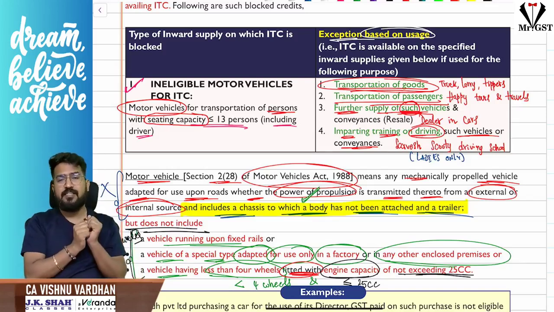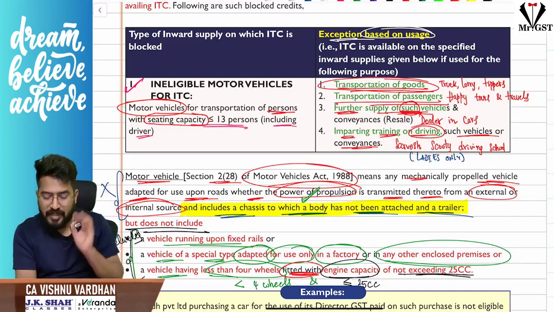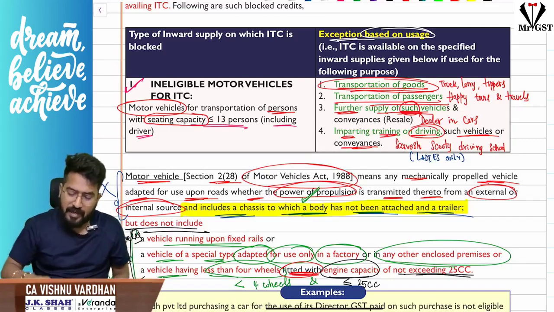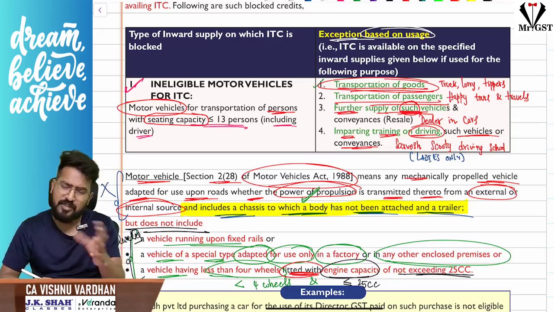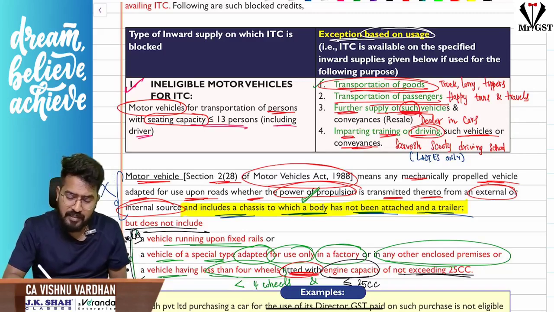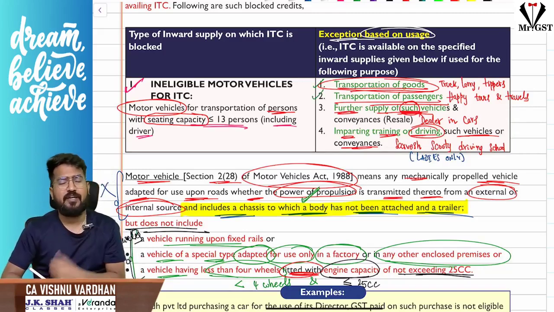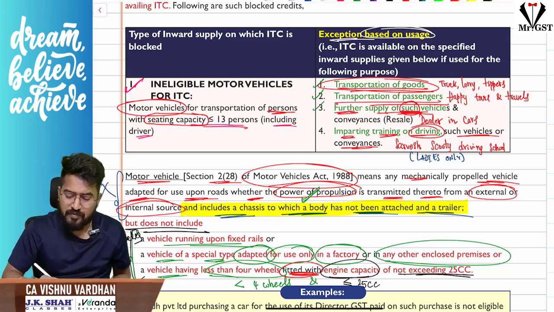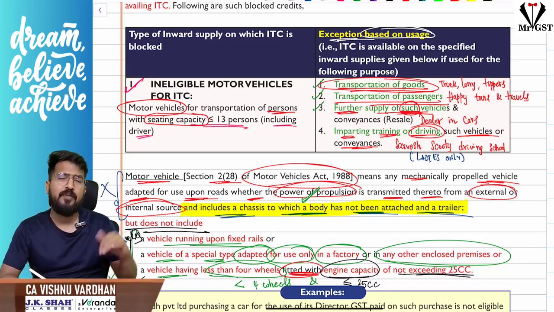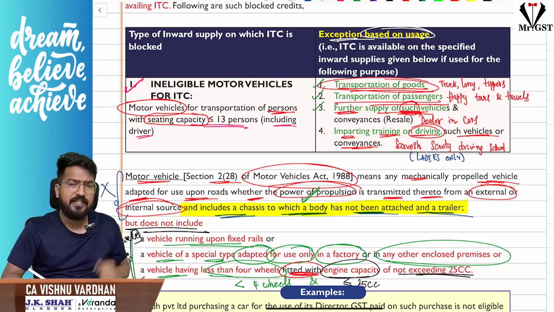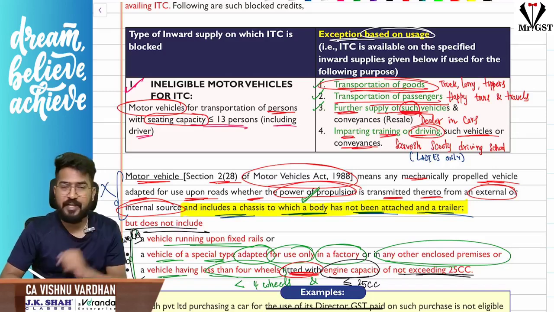And there are certain exceptions here, sir. Even though it is less than or equal to 13 seating capacity, you can take ITC when? You can take ITC if you are using it for transportation of goods. That is not an exception, but that is understood by the law. Next, if you are buying them for transportation of passengers, that means you have travels and you are buying the car, yes, you can take ITC. Then, for further supply of such vehicles or conveyances, that means I am a dealer in Royal Enfield bikes and I am buying Royal Enfield bikes, I can take ITC. But a company buying a Royal Enfield bike for the use of a director cannot take ITC.